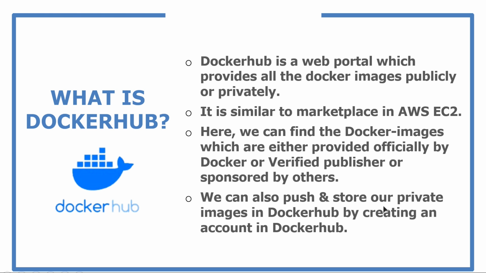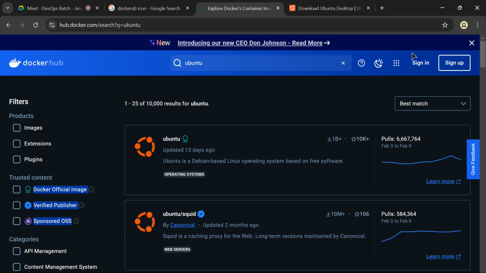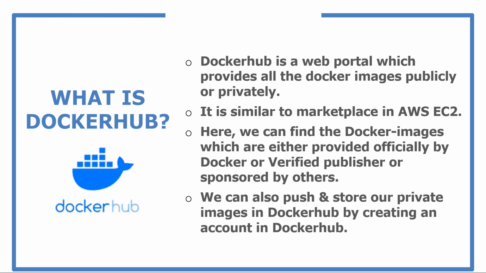Now we can also push and store our private images in Docker Hub by creating an account in Docker Hub. So you can just sign up, follow the process, and easily create an account on Docker Hub, and that account will help you to push your private images.